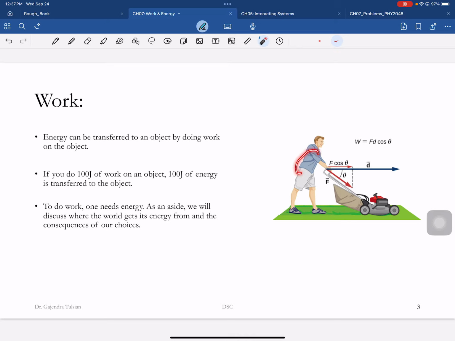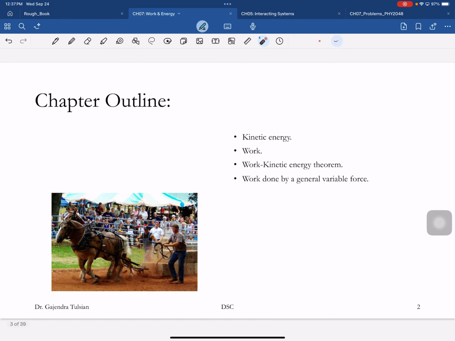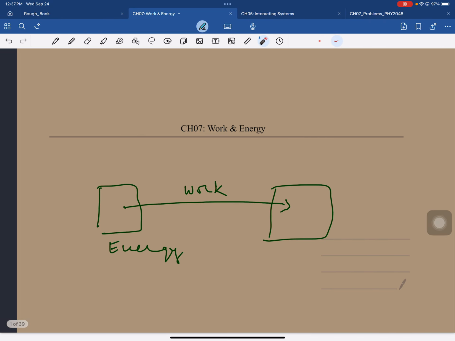So for instance, this fella is pushing this cart or this lawnmower, and when this lawnmower moves, he's doing work on the object and he's transferring energy from him to the lawnmower. So if you do 100 joules of work on an object, 100 joules of energy is transferred to the object. If you do 100 joules of work on this object, you've transferred 100 joules of energy to that object.